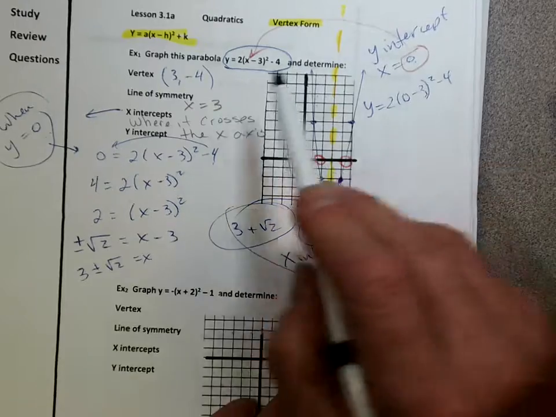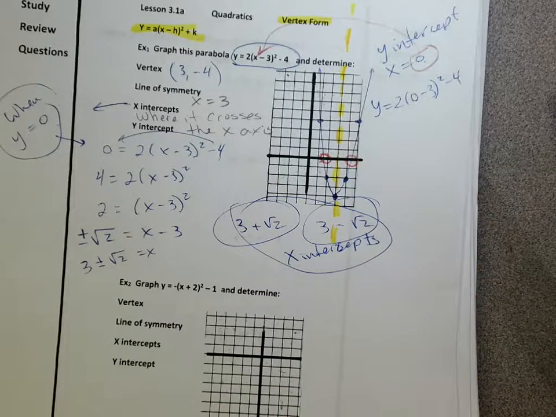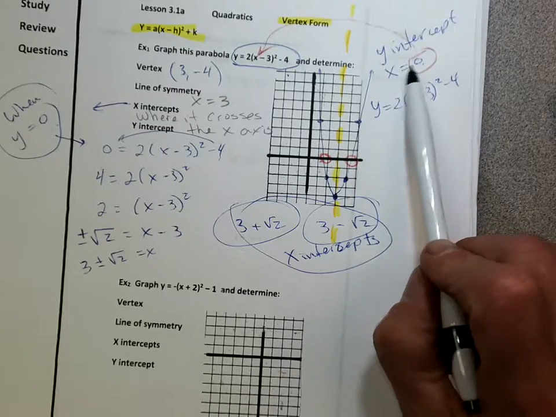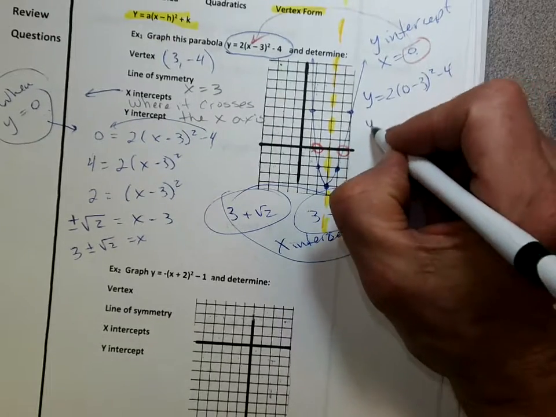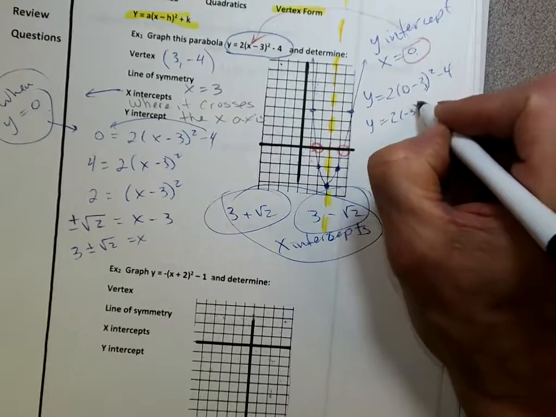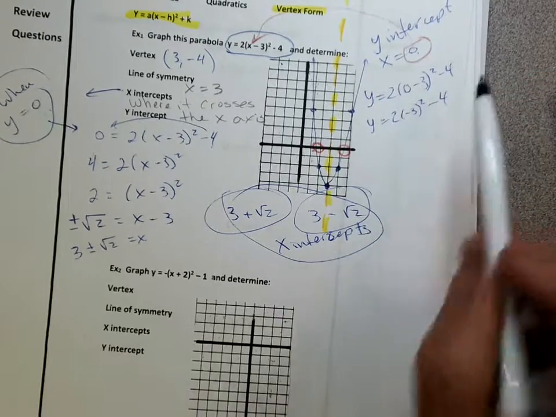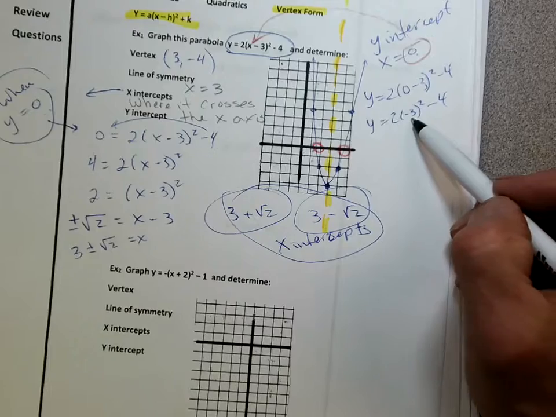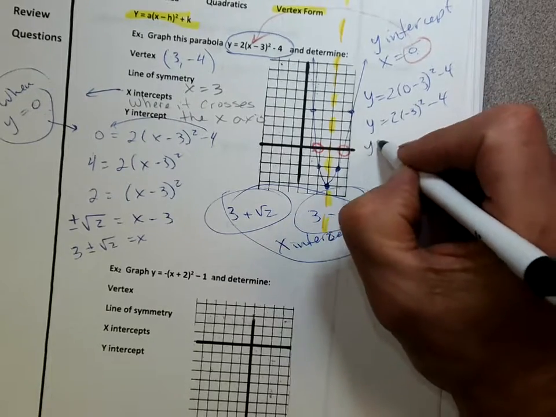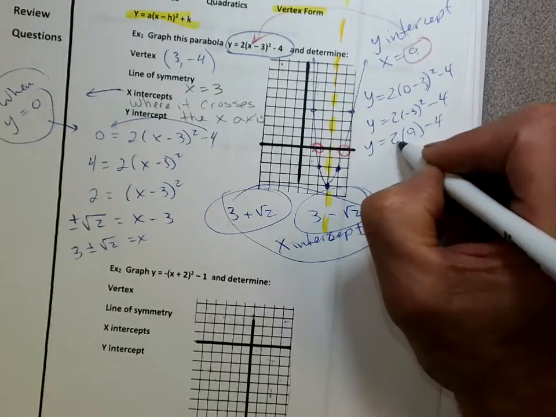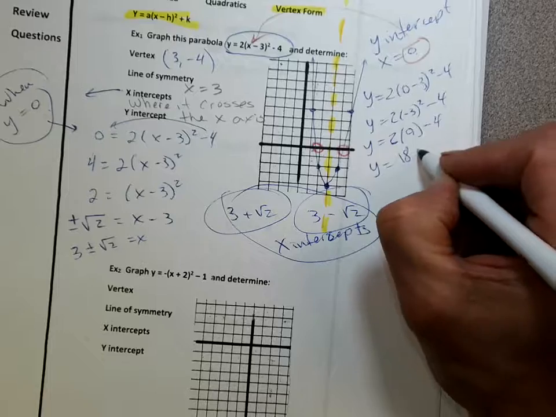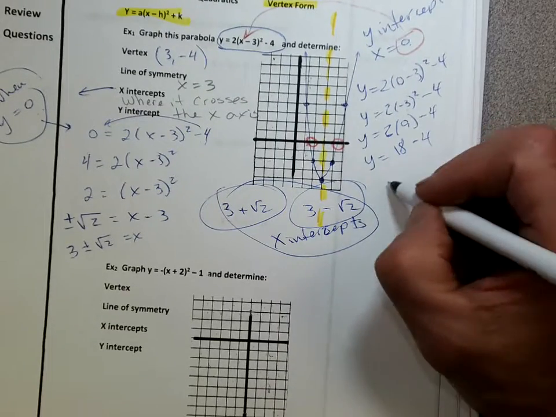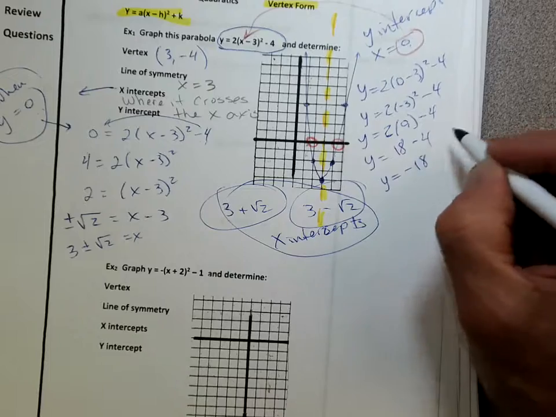So I'm just going to let x equal 0. If I want a y-intercept, let x equal 0. X-intercept, let y equal 0. Say it again. Y-intercept, x equals 0. X-intercept, y equals 0. It's just the opposite, okay? So if I solve this, I get y equals 2 times negative 3 squared minus 4. I just did 0 minus 3, right? Negative 3 squared is a positive 9, right? So I get y equals 2 times 9 minus 4. 2 times 9 is 18. I get 18 minus 4, which happens to be 14. So that's my y-intercept.